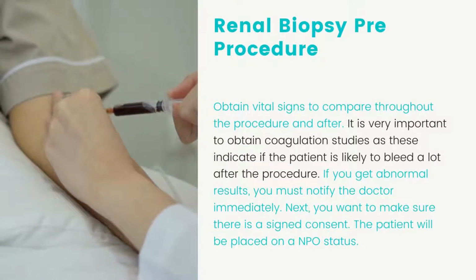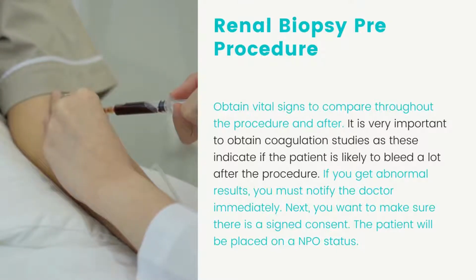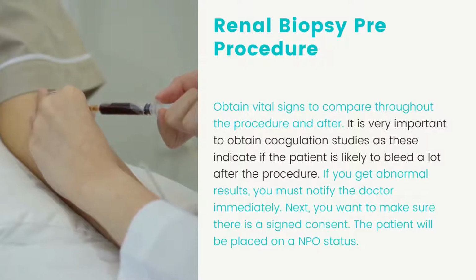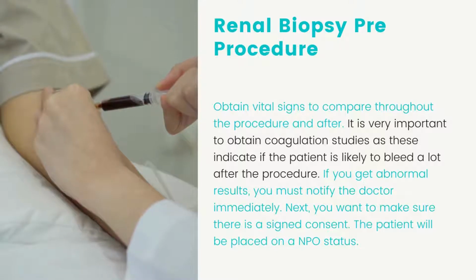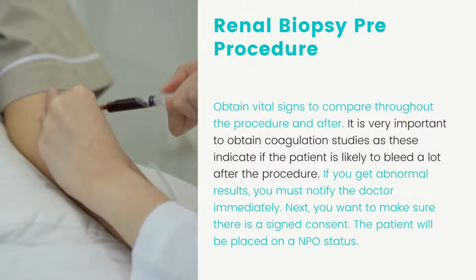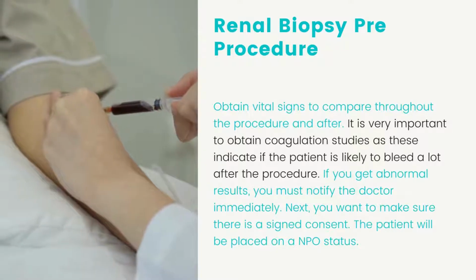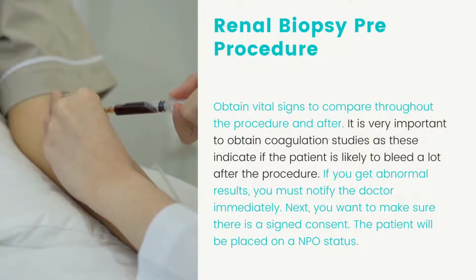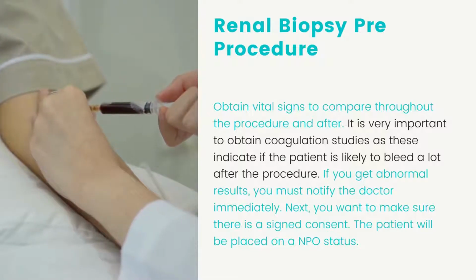Renal biopsy pre-procedure. Before any procedure, you want to obtain vital signs to compare throughout the procedure and after. It is very important to obtain coagulation studies, as these indicate if the patient is likely to bleed a lot after the procedure. If you get abnormal results, you must notify the doctor immediately. Next, you want to make sure there is a signed consent. The patient will be placed on an NPO status.